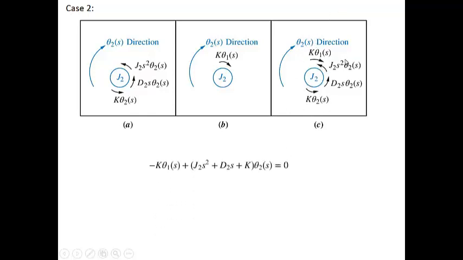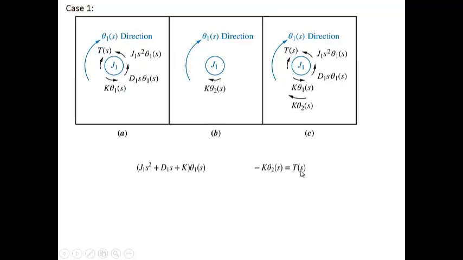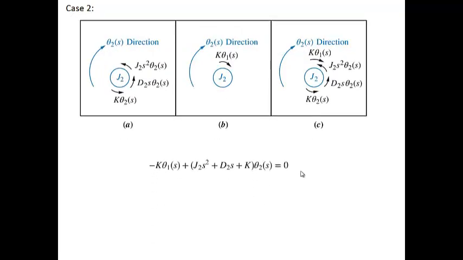So from the diagram of C, you need to come out with the equations of the system. You have your negative K θ1, which is fixed in this case. Negative K θ1 because the direction is against the direction of the system for J2. So plus J2 s², you bring out the θ2 here, you just compile it, D2 s plus K θ2(s) is equal to 0. So from that, you have your first equation, and you get your second equation.